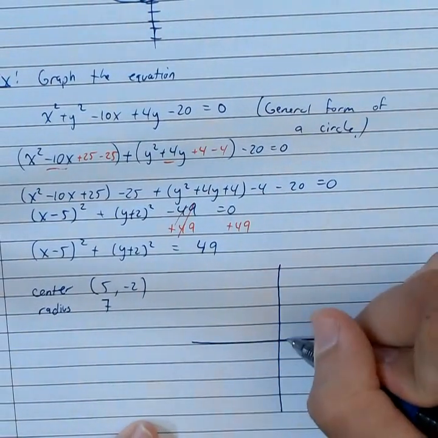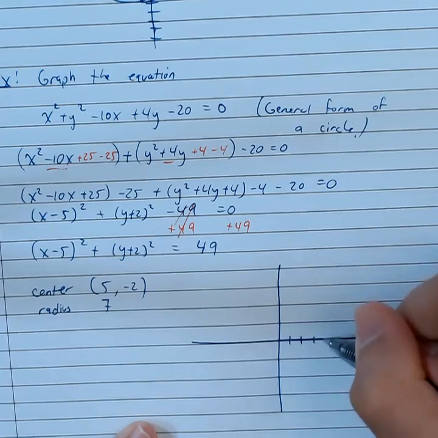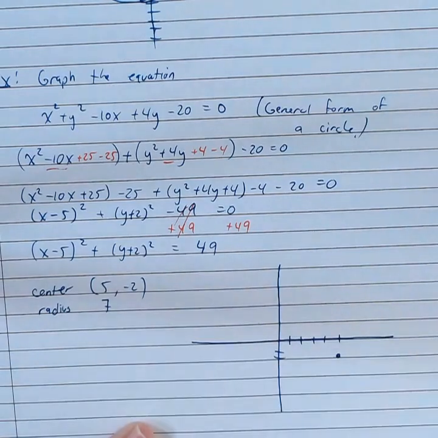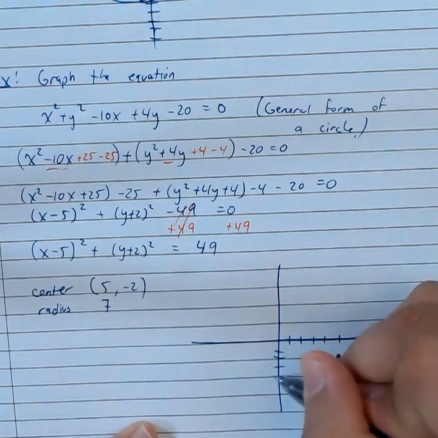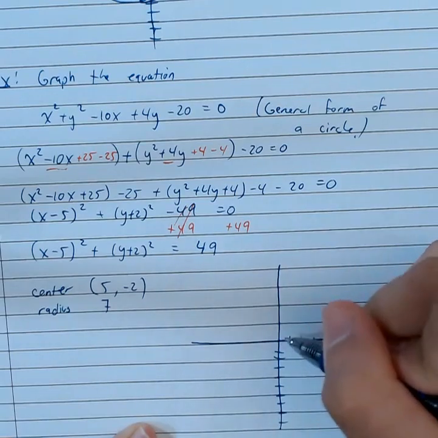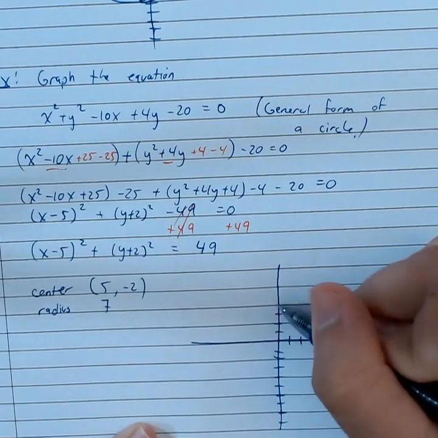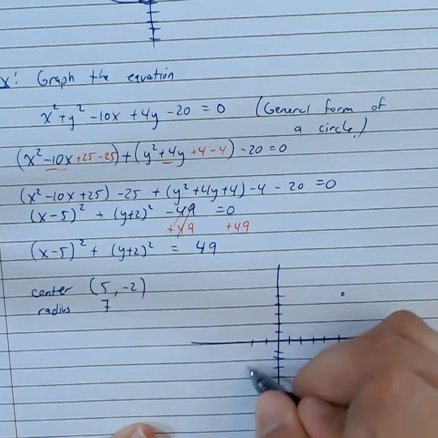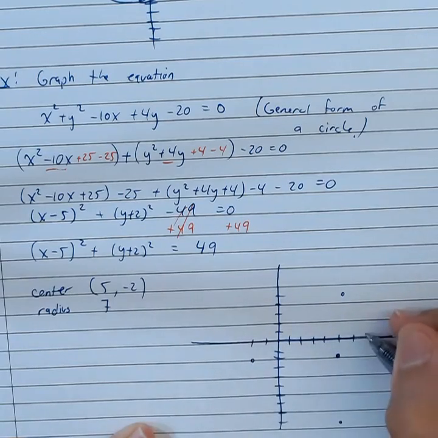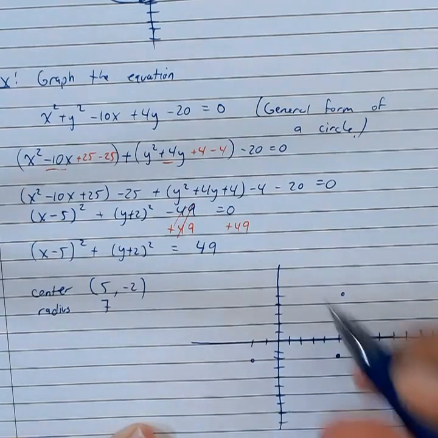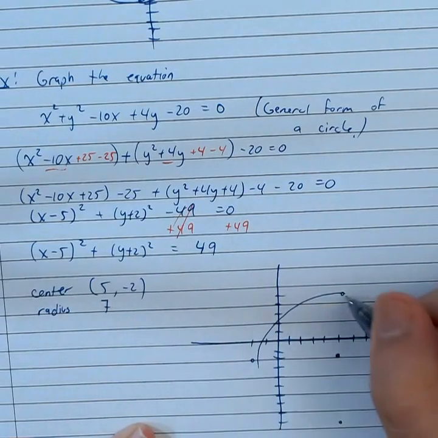Our center is 5 comma negative 2. 1, 2, 3, 4, 5 comma negative 2. And then our radius 7 tells us to go down 1, 2, 3, 4, 5, 6, 7. To go up 1, 2, 3, 4, 5, 6, 7. To go left 1, 2, 3, 4, 5, 6, 7. And to go right 1, 2, 3, 4, 5, 6, 7. You connect your dots, and that forms a circle.